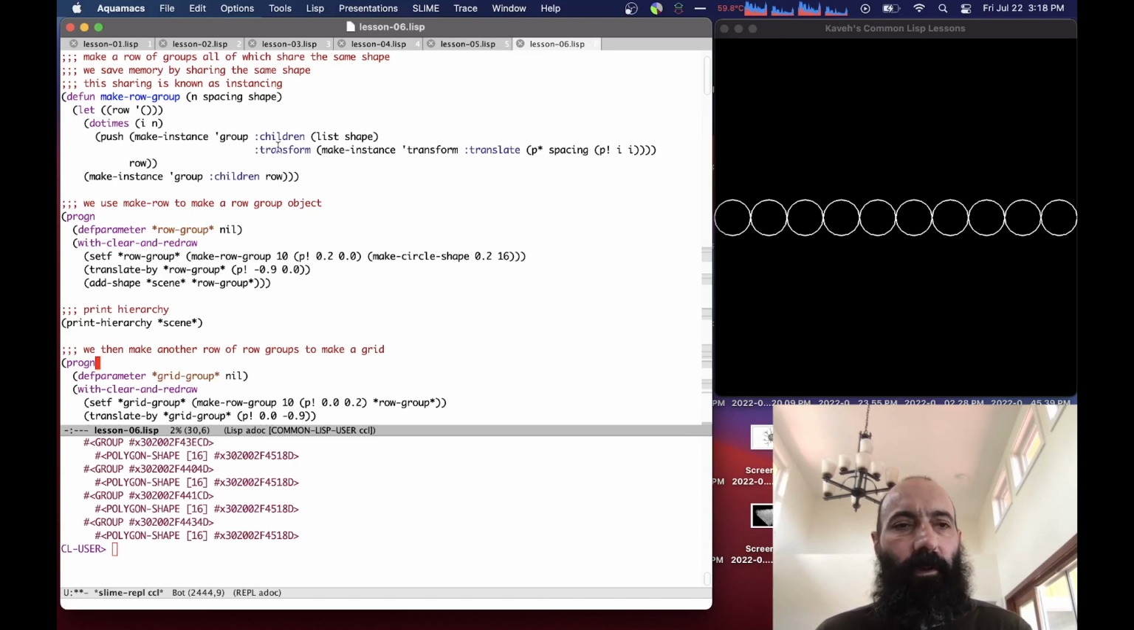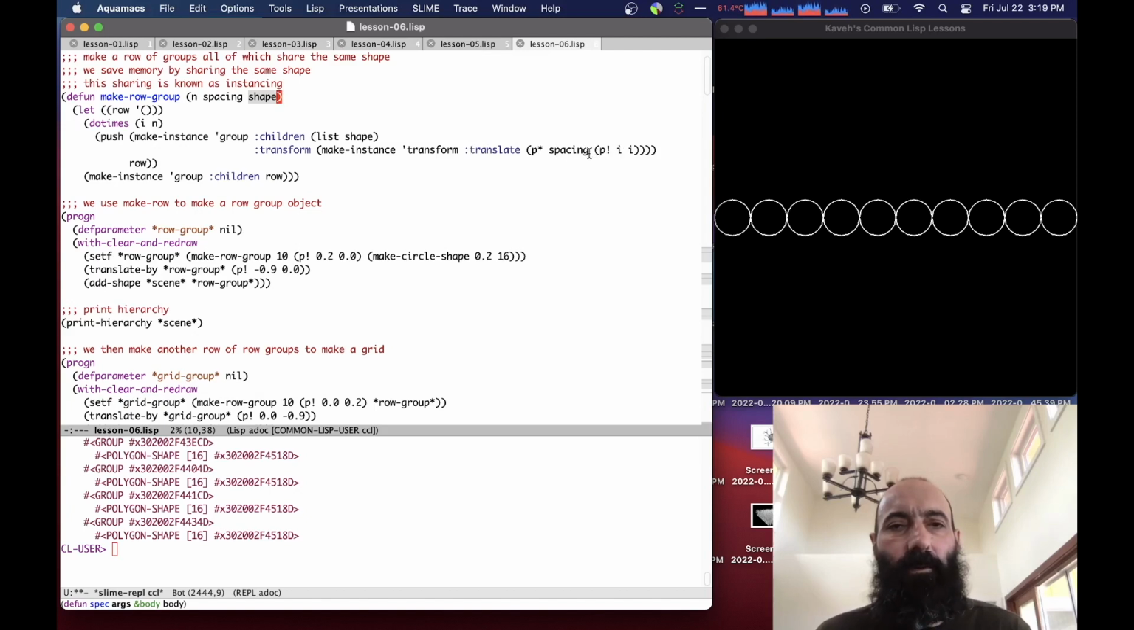So what are we doing here? We are creating a list which is empty. We loop n times. We create a group that contains one child, which is the shape that was passed in here. And then for the transform of that group, we make a transform with a translate, which is p times the spacing, by ii.